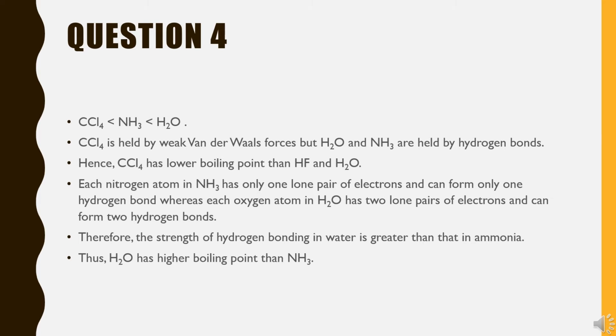Now, we compare the hydrogen bonding of NH3 and H2O. The strength of hydrogen bonding depends on the number of hydrogen bonds that can be formed in a molecule. Each nitrogen atom in a NH3 molecule has only one lone pair of electrons and can form only one hydrogen bond, whereas each oxygen atom in a H2O molecule has 2 lone pairs of electrons and can form 2 hydrogen bonds. Therefore, the strength of hydrogen bonding in water is greater than that in ammonia. Thus, H2O has higher boiling point than NH3.